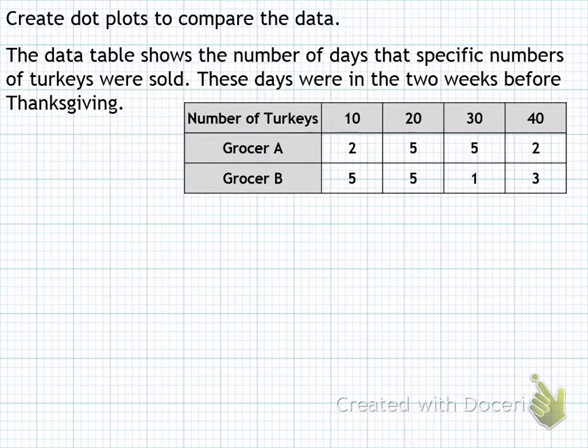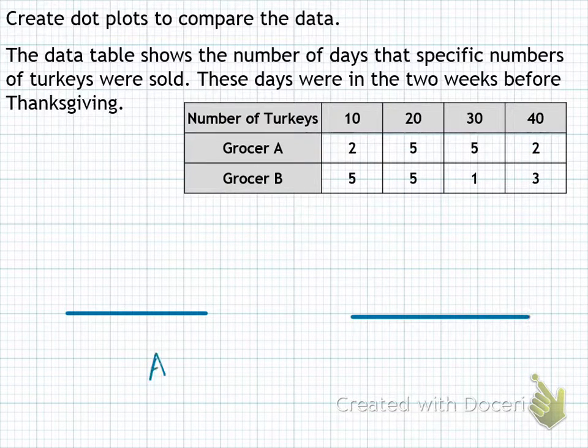Okay, the next example here is showing 2 different grocery stores and the number of days that they sold specific numbers of turkeys. Okay, so these are in the 2 weeks leading up to Thanksgiving, so there's 14 days. So grocer A sold 10 turkeys on 2 days, and then grocer B sold 10 turkeys on 5 different days. Okay, so these are the number of days, and these are the number of turkeys they sold.